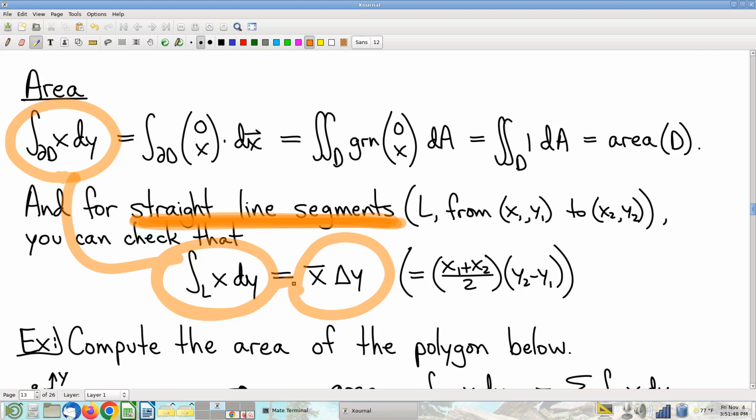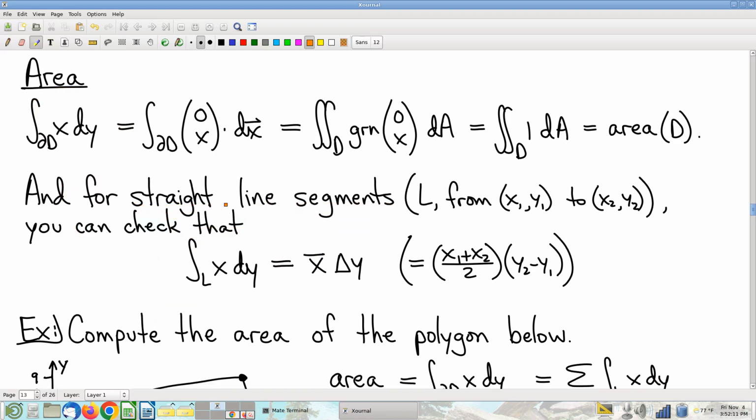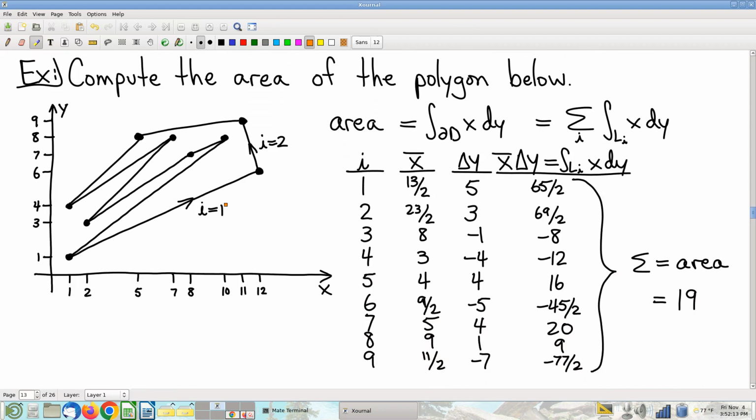That's really convenient. Now obviously a straight line segment cannot be a boundary. Right? But several straight line segments together absolutely can be a boundary. And in those cases, being able to compute each segment individually with this simple little formula is very, very handy. Let's see this in action. So let's look at the polygon that we have here. This nightmare of a polygon right there.